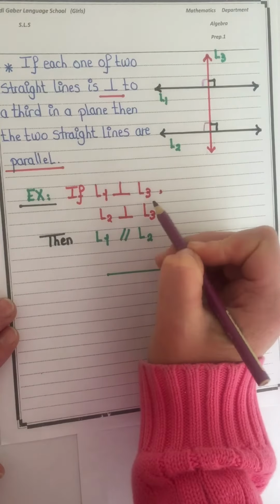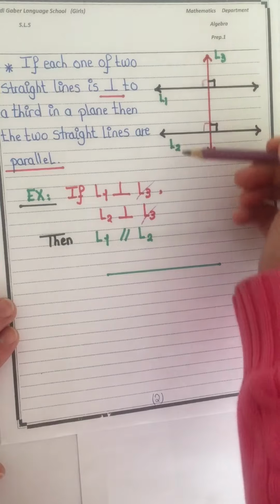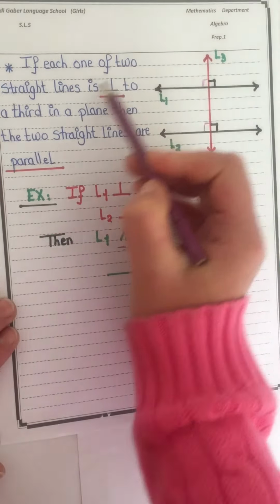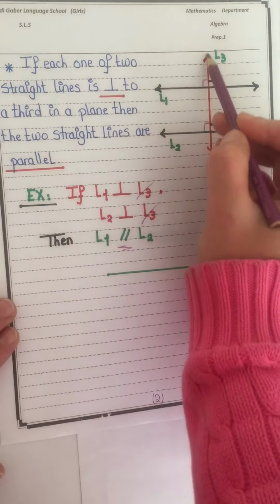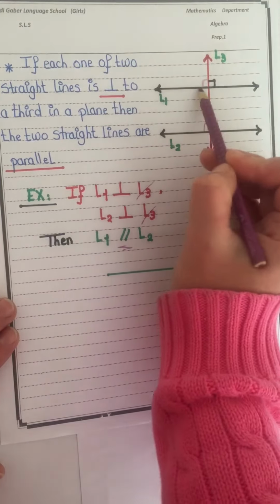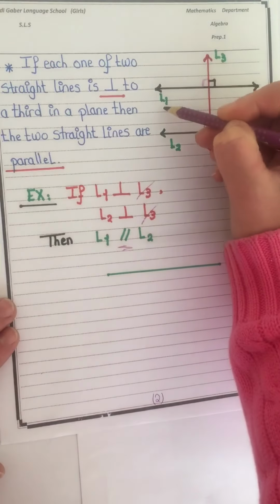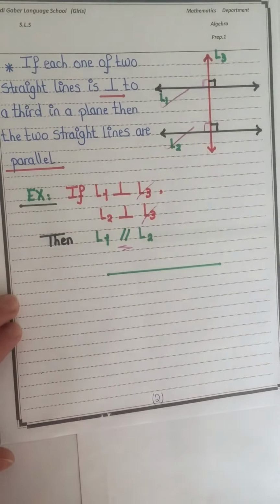Then here which one is common? L3 and L3. So what's the relation between L1 and L2? They are parallel. So if each one of the two straight lines is perpendicular to a third, so L1 is perpendicular on L3 and L2 is perpendicular on L3, this means L1 and L2 are parallel. Okay, this is the first note.